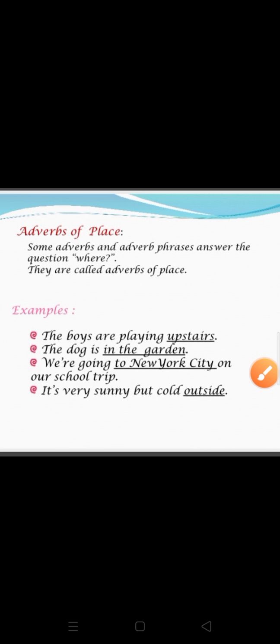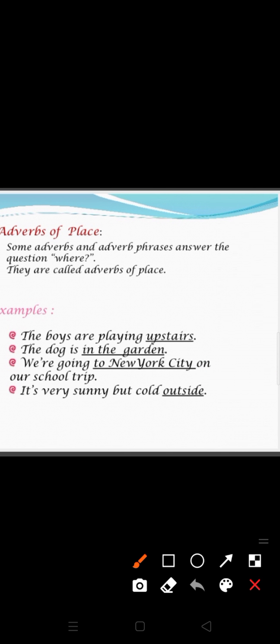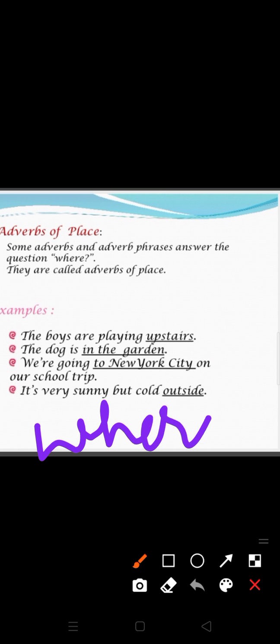The dog is in the garden. Where is the dog? You are also finding the answer of where here. So this is also the adverb of place. We are going to New York City on our school trip. Where are you going for the school trip? To New York City.